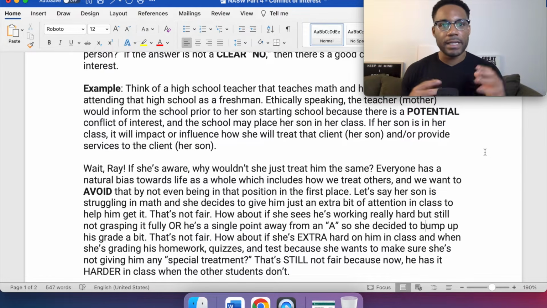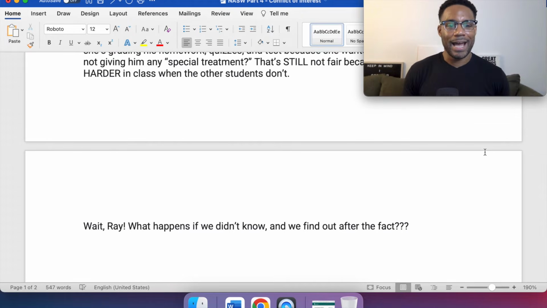So we see how in many different ways a conflict of interest can occur, even if the person, us, the social worker, the professional, is trying not to do that, right? So across the board, we want to avoid just even being in a situation at all if possible. Wait, right? What happens if we didn't know and we find out after the fact, right? Because life happens. How about if we just really didn't know, so we couldn't really avoid a potential conflict of interest? Now we're in this situation because it's like, we didn't see it coming. There's no way we could have known given the context of this specific scenario. What do we do?